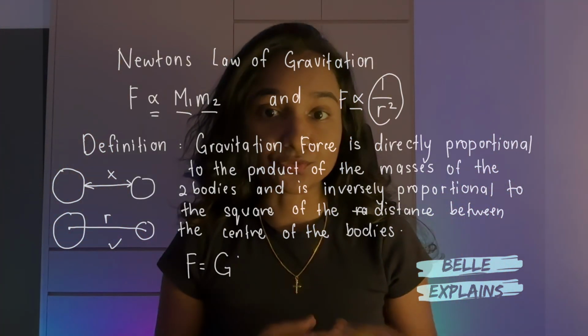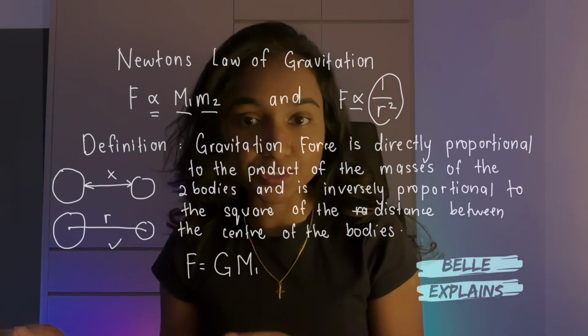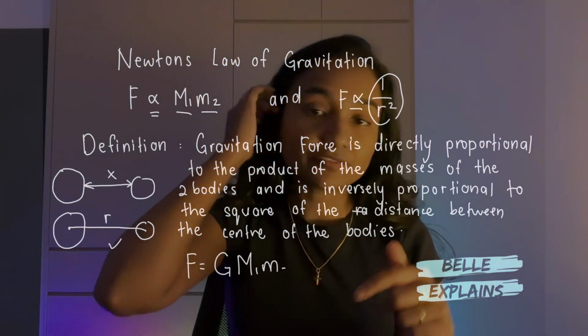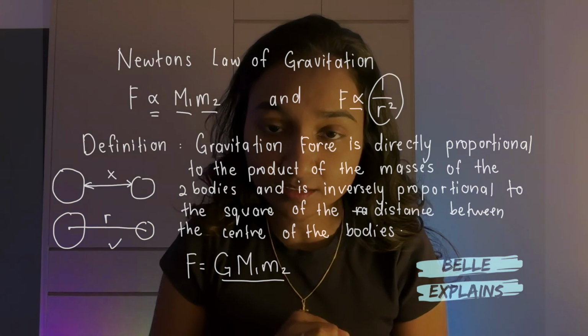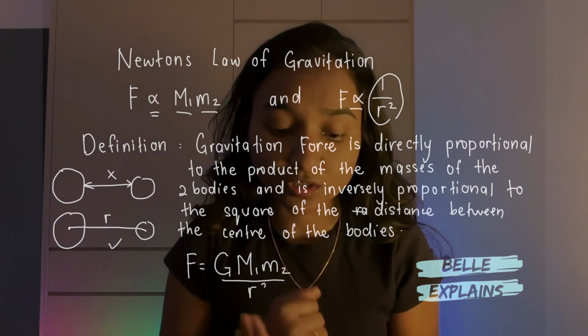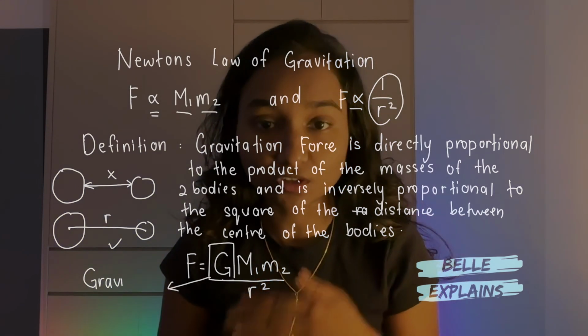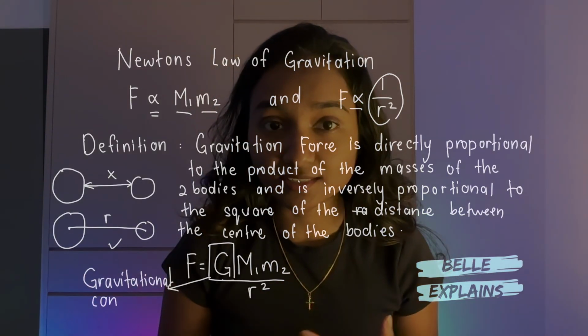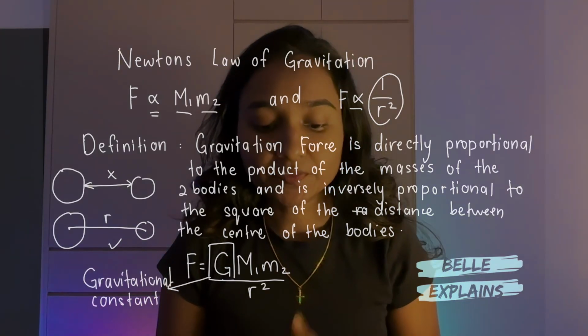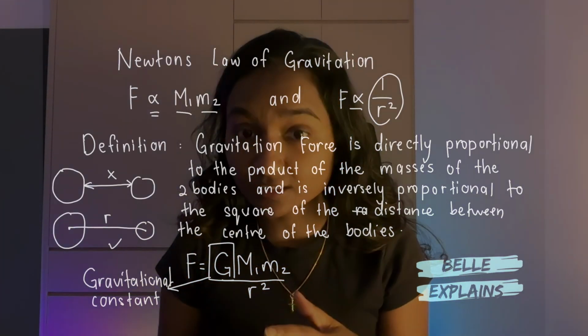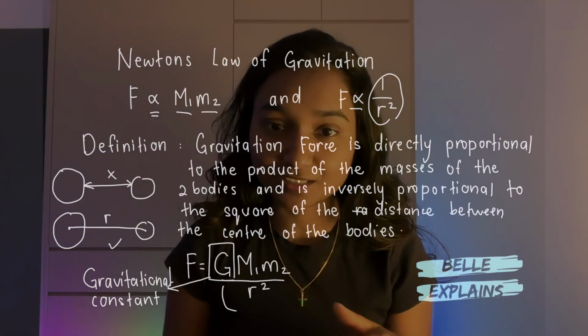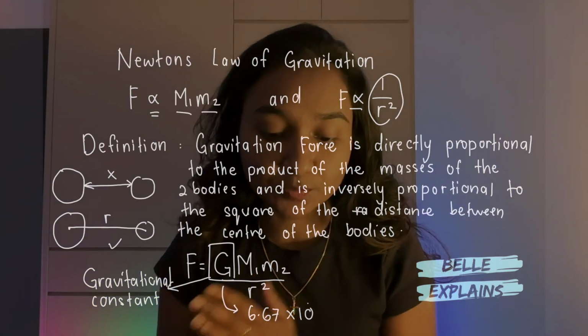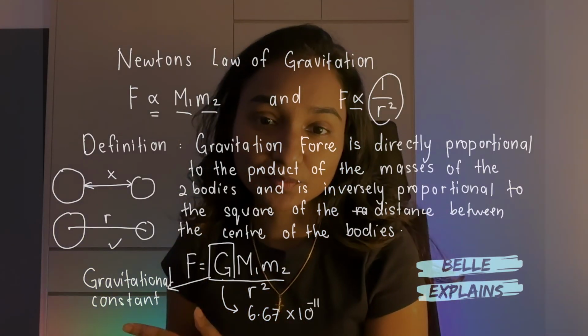When we change relationships into equations or formulas, we're going to have a proportionality constant, and in this situation our constant will be called the gravitational constant. It is provided in SPM, so you don't have to memorize the value. Okay, the gravitational constant is constant. It's going to be the same throughout any question at all. The value will be 6.67 times 10 to the power of negative 11.